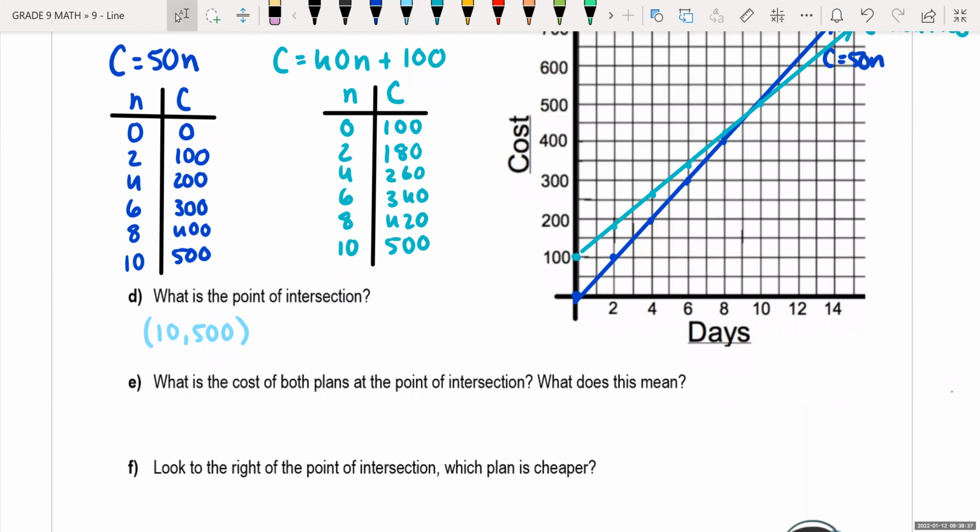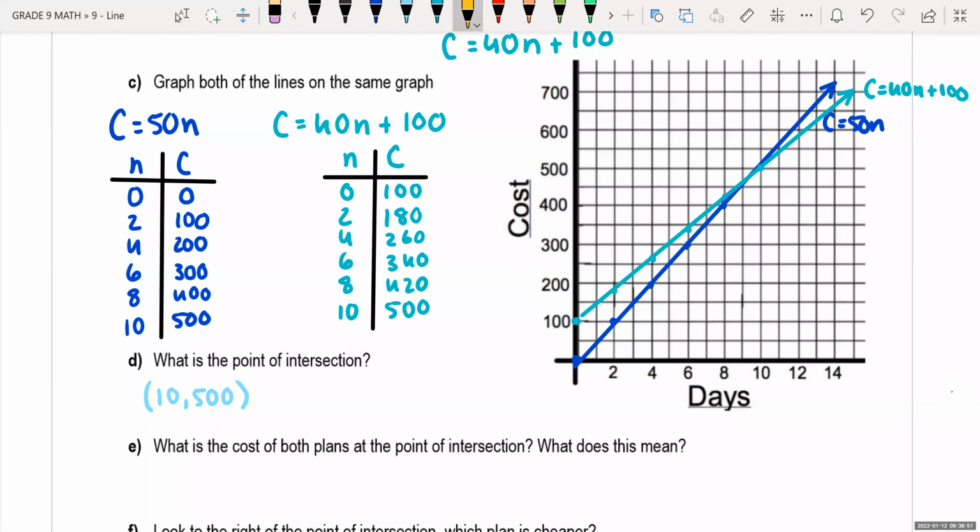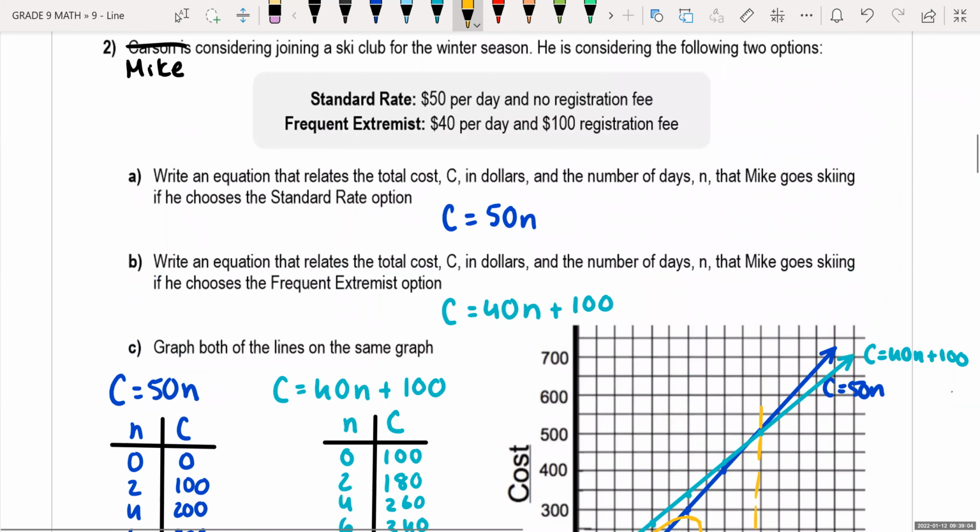What does this mean? This means that for both plans, after you have used it for 10 days, you're paying the same amount of money. You're going to be paying $500. But before that, look what happens. So if I were to just draw a couple of lines on here just to help you understand, let's say this is 10 and 500. Before that, which plan is cheaper? It's going to be the first one. I can't remember the name of it. It was the standard rate.